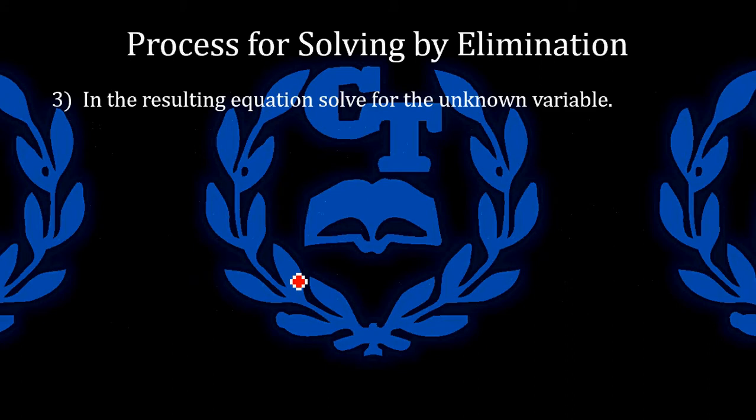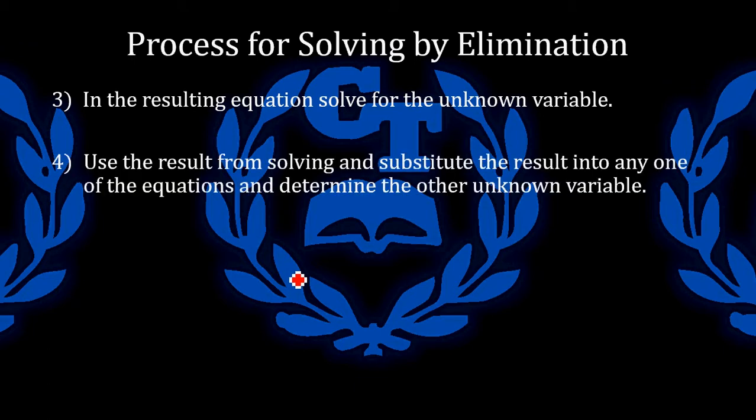Next, you take the result from the addition or subtraction of the equations, and you would end up with one equation that you can solve and get one of the unknown terms. You would use the result from solving and substitute the result into one of the equations, it doesn't matter which, because they both have the same x and the same y values, and just determine the value of the other unknown.